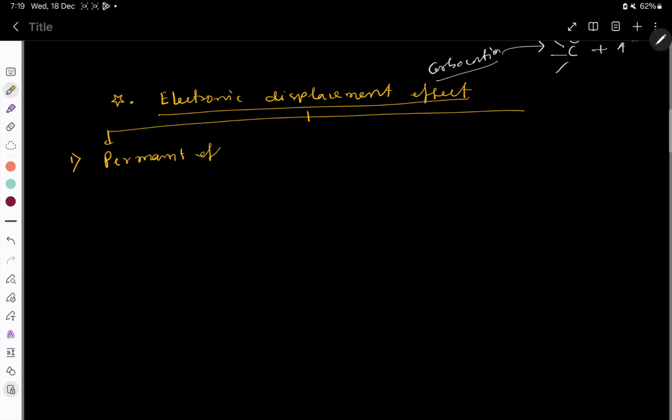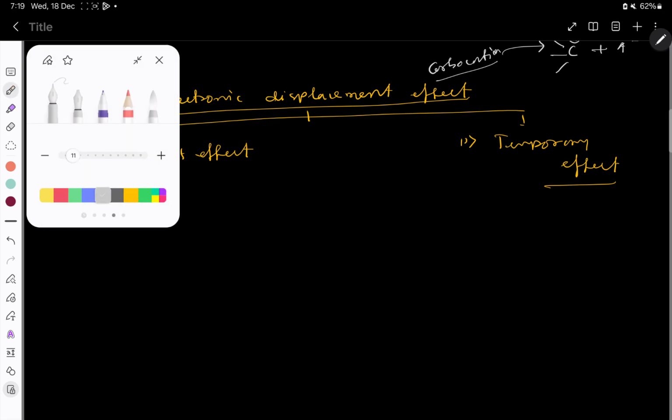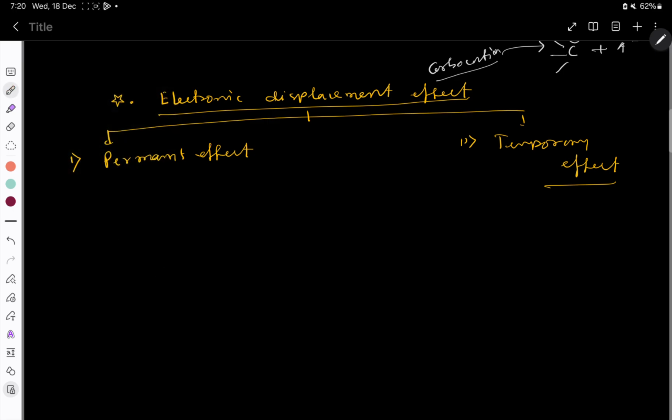Permanent effect. Another one is called temporary effect. What is permanent effect? That means permanent effects are those effects which are always present or always operate in the molecule. That may be inductive effect, hyperconjugation, resonance, and mesomeric effect.